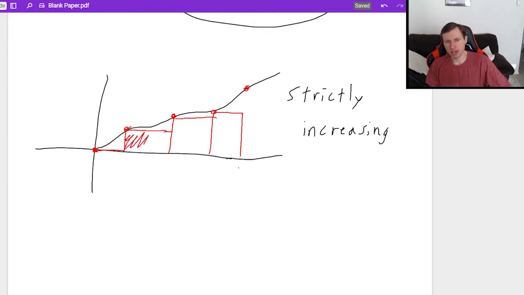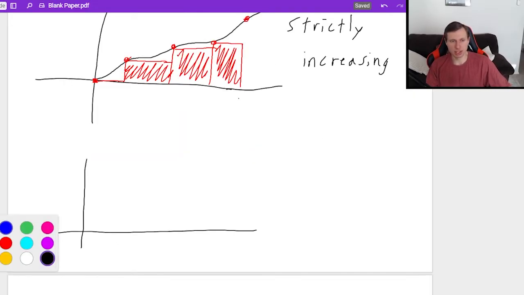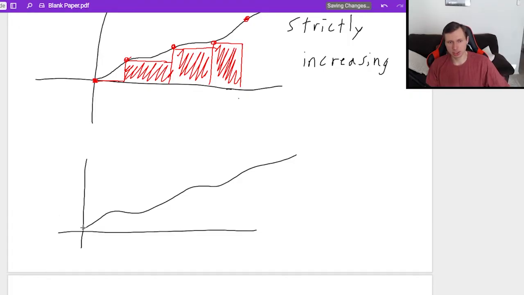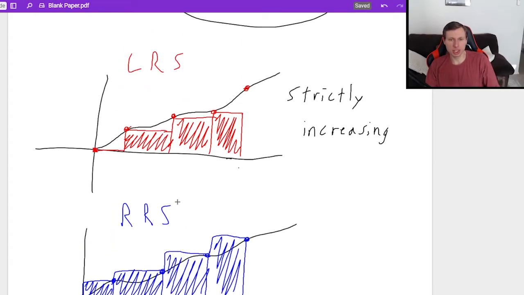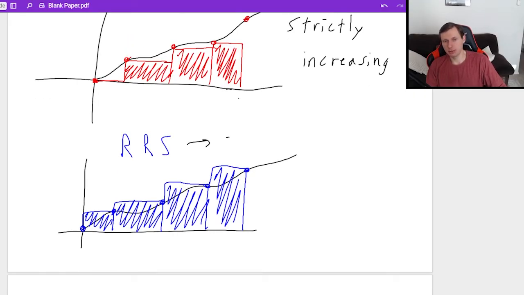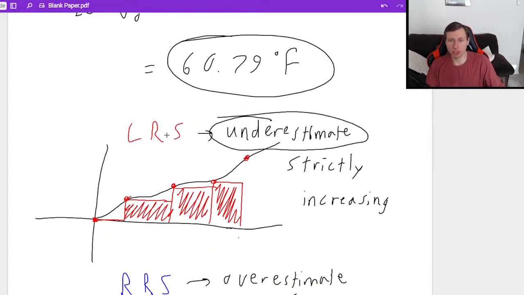And this is my area in the shaded red region. So again, that's a left Riemann sum. And if I wanted a right Riemann sum for the same function, well, it would look like this. Something like this. And again, I shade in the area of my blue, and that's my right Riemann sum. And you'll notice when the function is increasing, the left Riemann sum is an underestimate, and the right Riemann sum is going to be an overestimate. So since we want the left Riemann sum, it is going to be an underestimate.